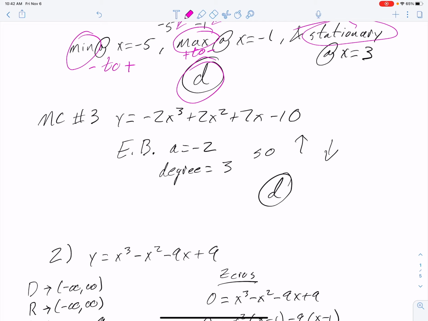Multiple choice 3 is basically asking me for end behavior. I've got a negative lead coefficient. I've got an odd degree, so I know it will be up on the left, down on the right. Choice D.